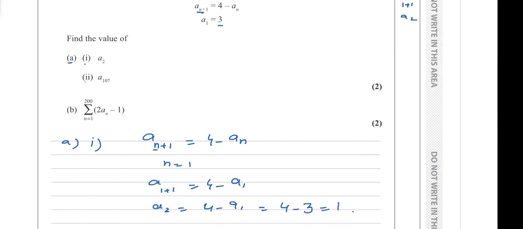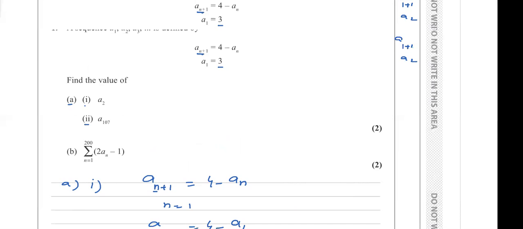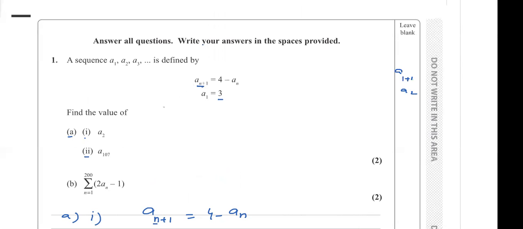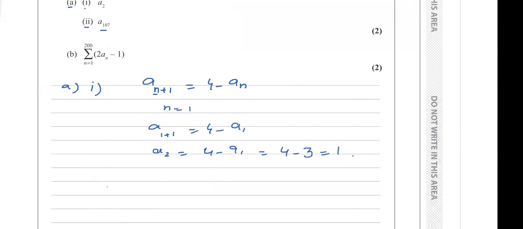And then the second part asks us to find a107. It means we need to create a sequence first, because we don't have a general term to use. So I will first find a few more terms to get an idea about the pattern, and on the basis of that pattern I will find a107. So let's do it.